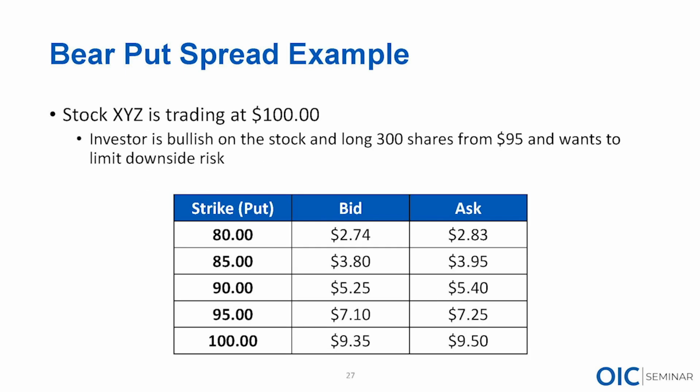So we can compare the two, same numbers. Stock is trading at $100 a share. We're bullish on the stock.